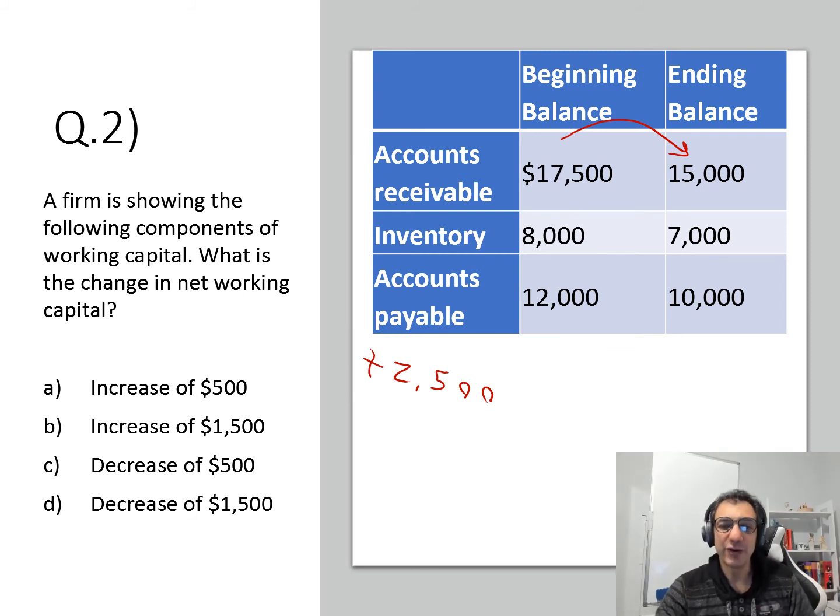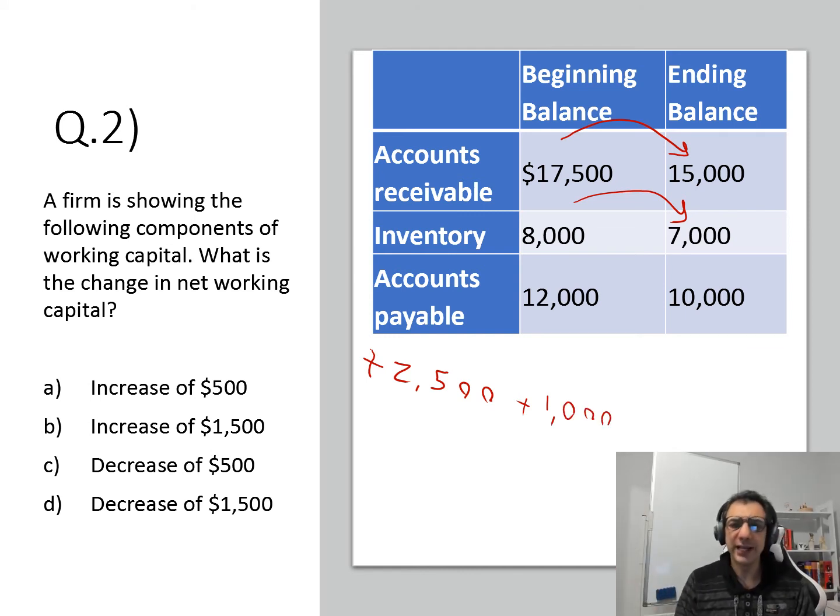What about the inventory? The inventory here is going down as well. So that's another good sign. You're generating or adding another $1,000 to your cash flow. So your cash flow is going up by $1,000. What about the accounts payable? Now, here your accounts payable is going down by $2,000.